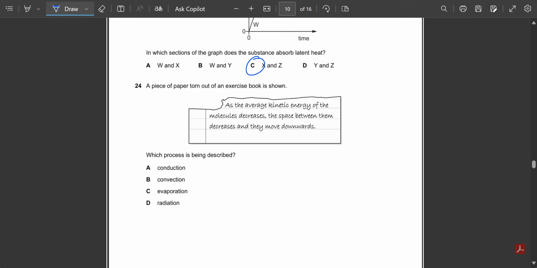As the average kinetic energy of the molecules decreases, the space between them decreases and they move downwards. Which process is being described? It's convection, because convection has to do with the molecules' density. This becomes less dense. The average kinetic energy of the molecules decreasing means the temperature is decreasing, because temperature is actually average kinetic energy. So when the temperature decreases, they become denser, so they will move downwards. So that's convection.